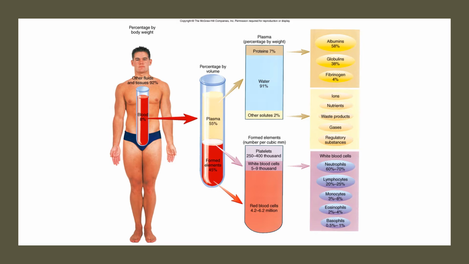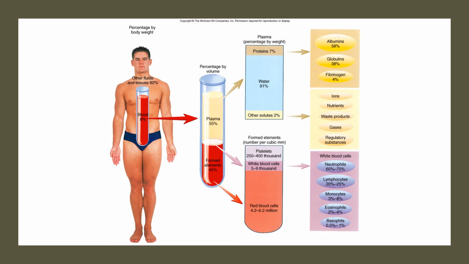You usually draw blood, put it in a centrifuge tube, and then use centrifuge equipment to separate its components. So 55% of your blood is actually made up of plasma. This plasma includes your proteins, which are 7% in total. You also have 91% water and other solutes for 2%.